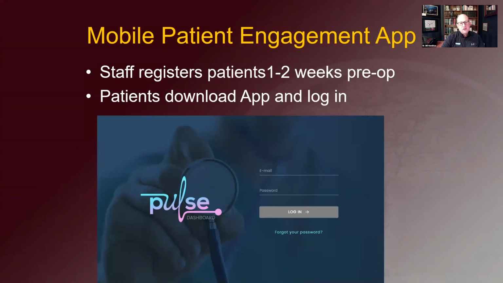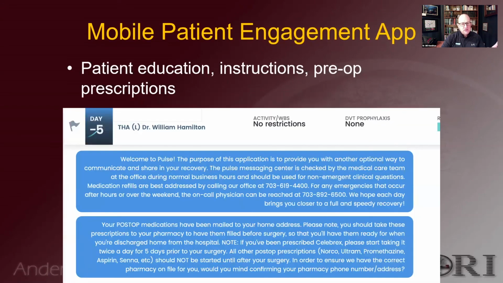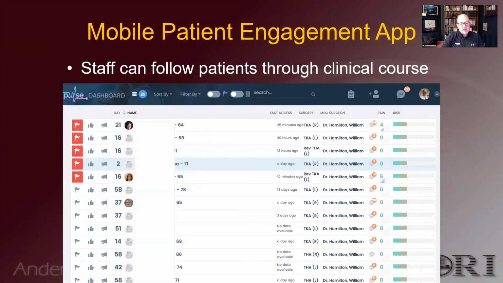This was a mobile patient engagement app that we used for several years. I can use the brand because this is now extinct and we're now on to the follow-up brand. But basically what happens here is the staff registers patients pre-op. Patients will then download the app on their phone and log in, and now they're engaged. They then get some welcome messages. Hey, welcome. Here's what you're going to do. Your medications have been sent to your pharmacy. You need to get the equipment. I want you to start some of the exercises ahead of time.